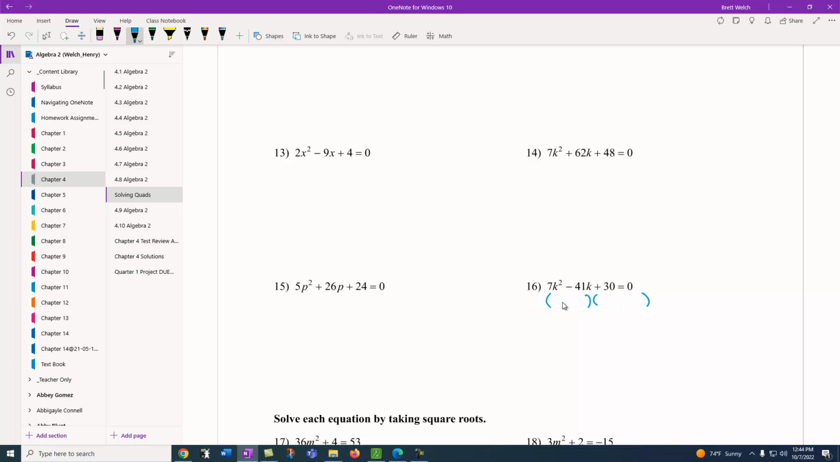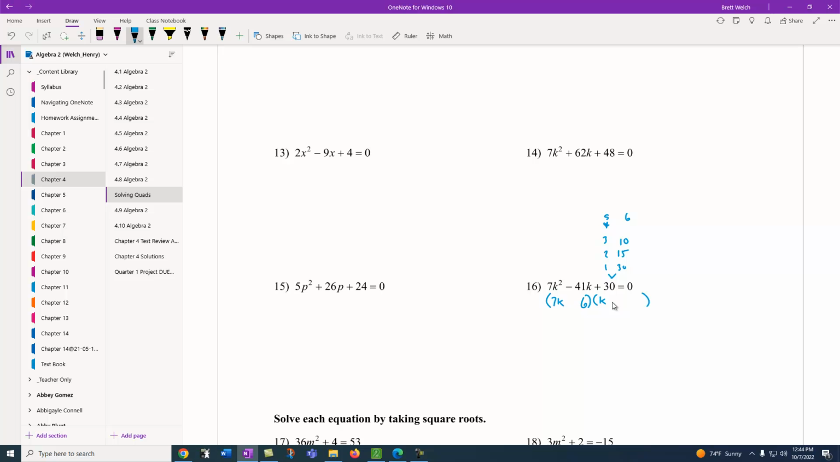So I'm looking at 16. 7k squared will split as 7k and k. Now 30 could be 1 and 30. Could be 2 and 15. Could be 3 and 10. Could be 4, not 4, but 5 and 6. I could guess lots of different options.